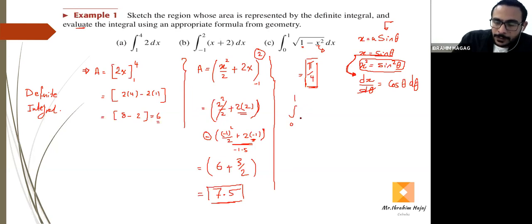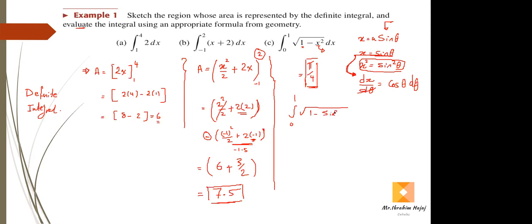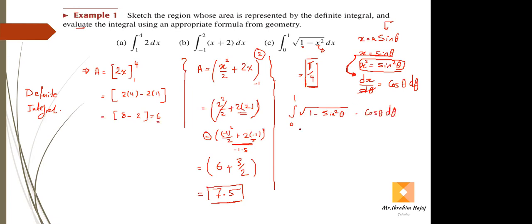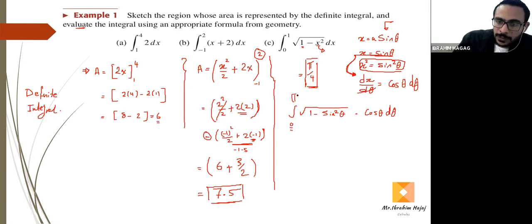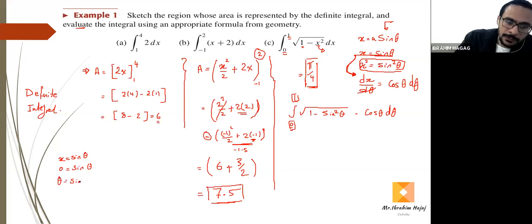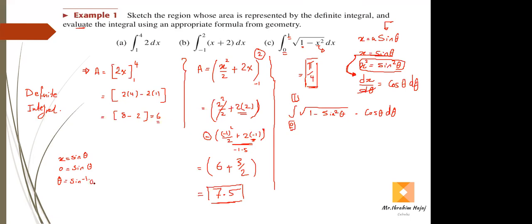So from 0 to 1 of radical 1 minus sine squared theta, and replace dx here with cosine theta d theta. You should also change the limits. How? It was 0 to 1 for x. When x is 0, x equals sine theta, so sine theta is 0, and then find theta: theta equals sine inverse of 0.